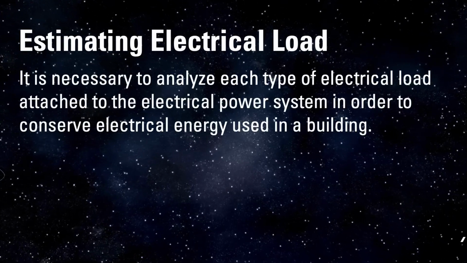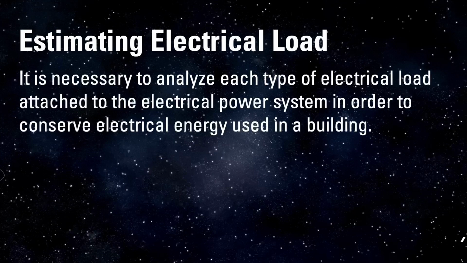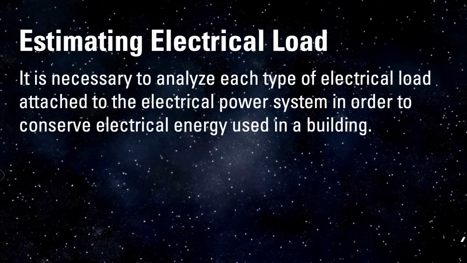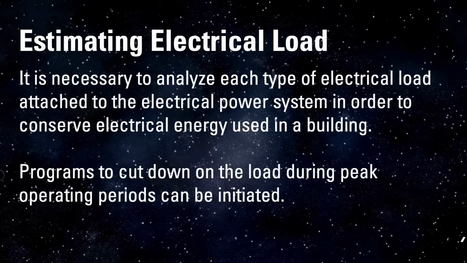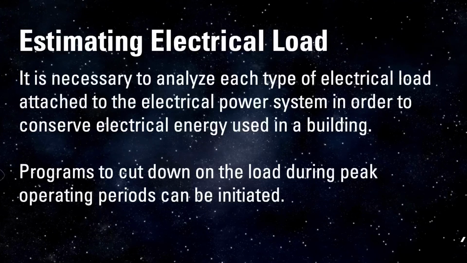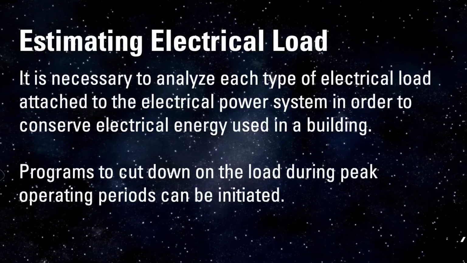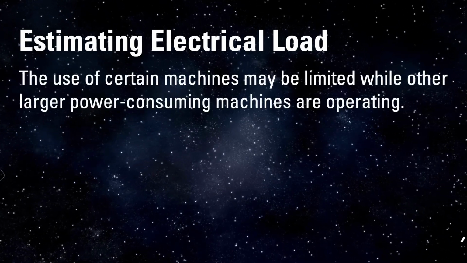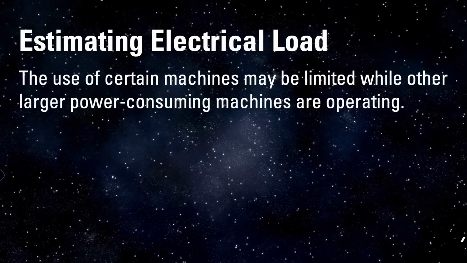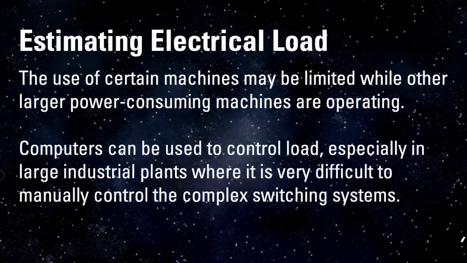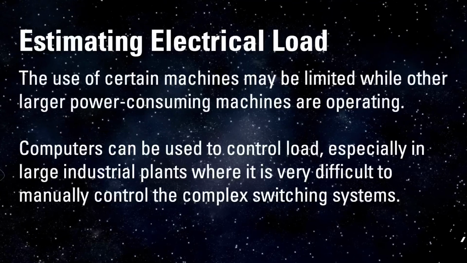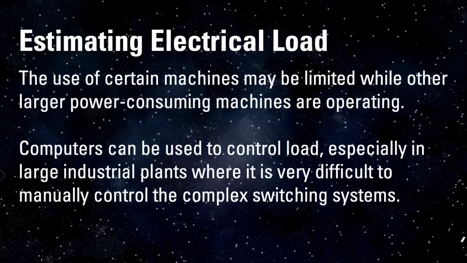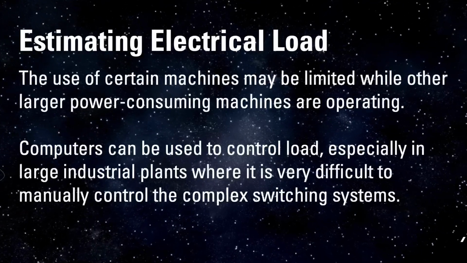It is necessary to analyze each type of electrical load attached to the electrical power system in order to conserve electrical energy used in a building. Programs to cut down on the load during peak operating periods can be initiated. The use of certain machines may be limited while other larger power-consuming machines are operating. Computers can be used to control load, especially in large industrial plants where it is very difficult to manually control the complex switching systems.